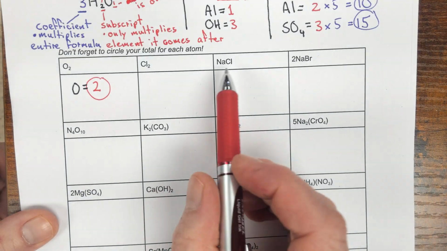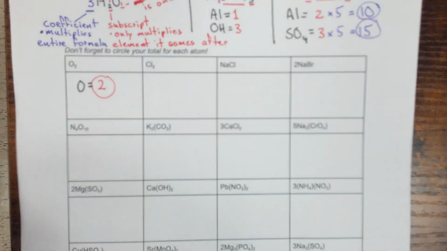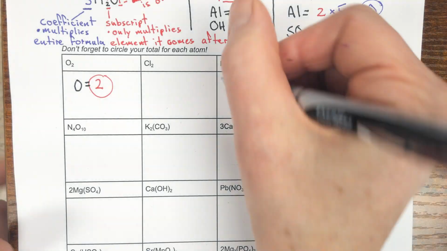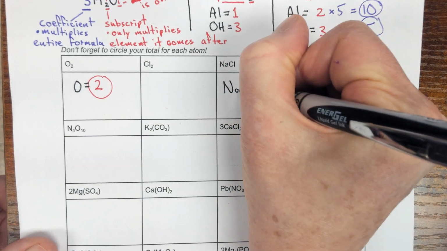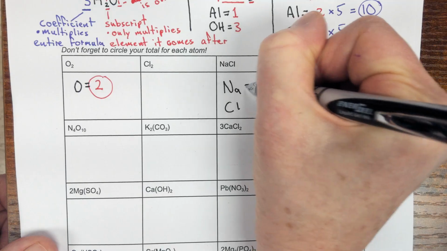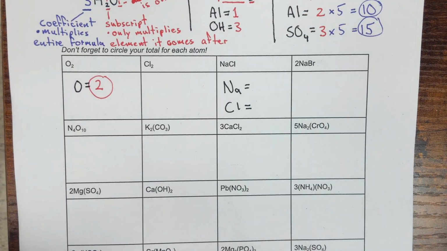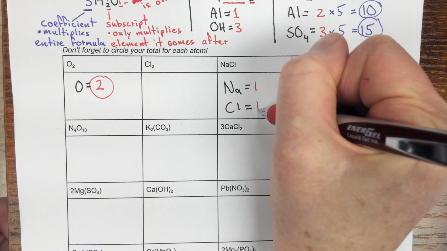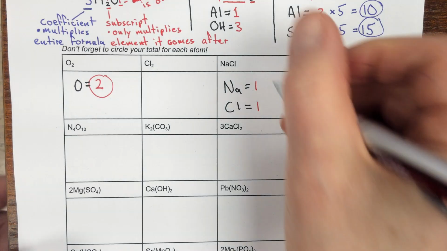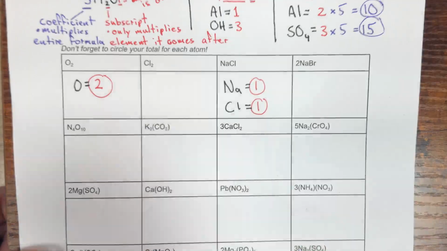All right, now I'm going to skip over to this one. NaCl, I list the elements. That's my first step, list. Second step, set it equal to the subscript. That is right. No subscript means 1. I have no coefficient, so that is my final for each of those.